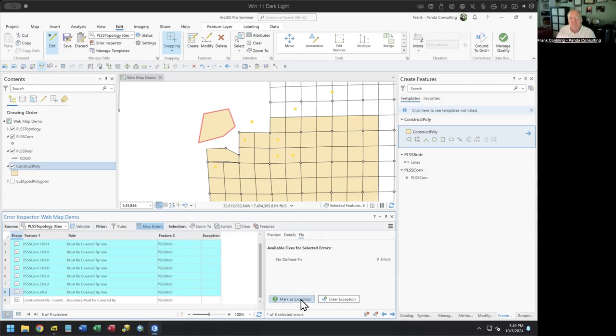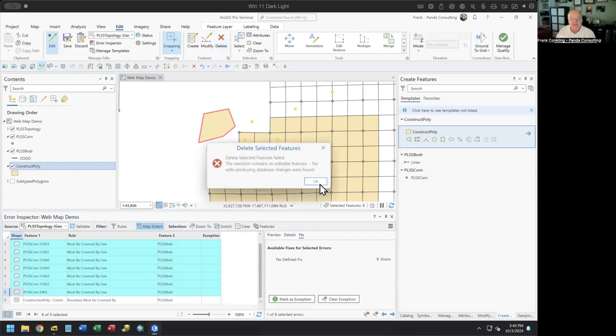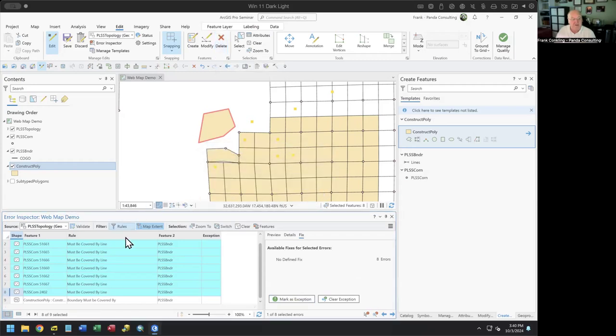I can mark them all as exceptions, which means they're going to stay there. I'm not going to impact them at all, but it doesn't meet that rule. Maybe it means that the rule really shouldn't apply, especially if you get a whole lot of exceptions. Maybe you want to rethink whether that rule should be in place, or I could just go and delete and say that those weren't valid on here.